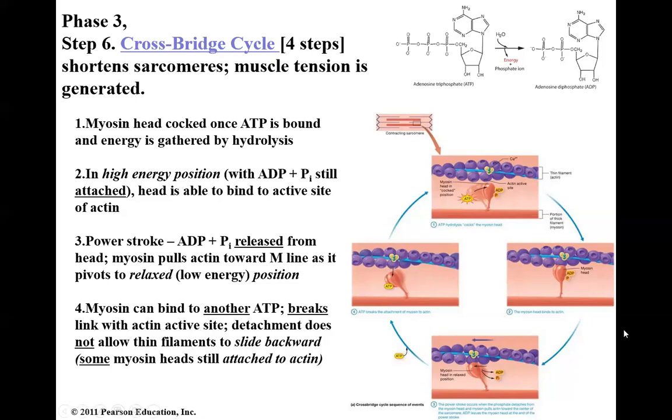Once the active sites are open, so tropomyosin has now been rolled out of the way by troponin, that is going to allow the myosin head to bind. Now, in order for the myosin head to bind, it actually had to be kind of prepared for that to begin with. And so the preparatory step for getting myosin heads ready to bind to actin is this step right here. So the myosin head is cocked, right? It's ready to go, ready to bind to actin.